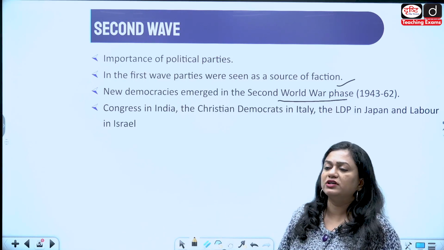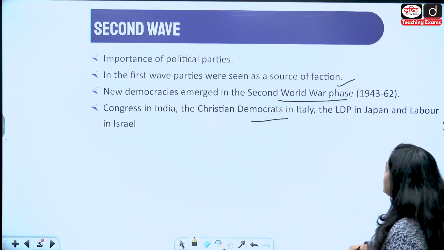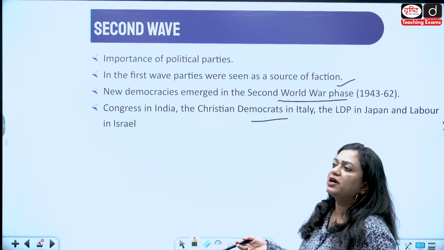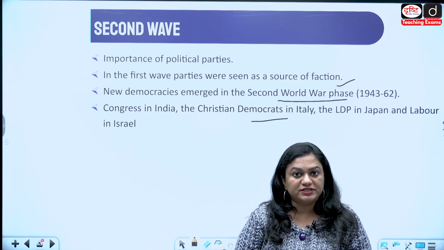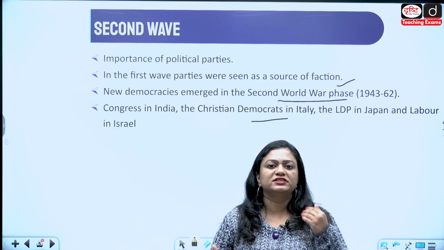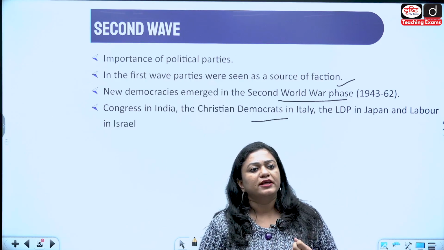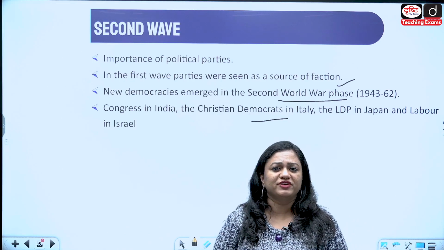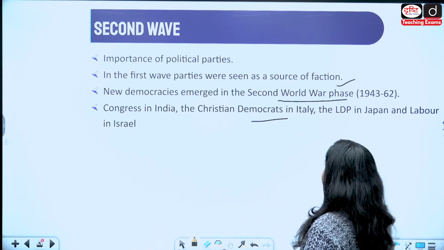like in India, the Indian National Congress, then the Christian Democrats in Italy, the LDP in Japan, and the Labour Party in Israel. So these parties made a strong foundation for democracy. We can say that the second wave of democratization is more inclined towards party politics, or the significance of having parties, and how these parties are going to establish a strong democracy. Then we have Duverger and Sartori's classification of party systems, and all these things.